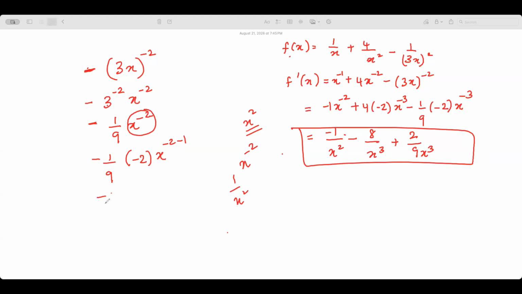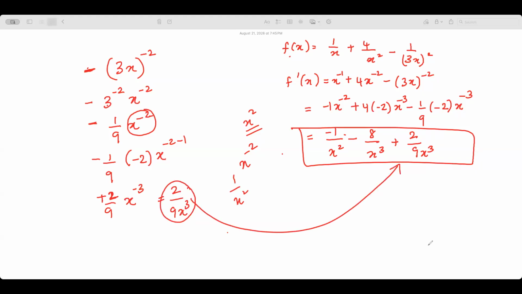You got it? Yeah, I got it. Minus and minus becomes plus. So 2 by 9 x power of minus 3. That I can write down as 2 by 9 x cube. Make sense? Yeah, I got it. Krish, did you get it? Yes. What else? Who else didn't get it?